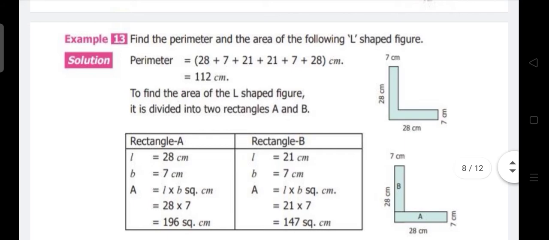Find the perimeter of the following L-shaped figure. See the L-shaped figure.